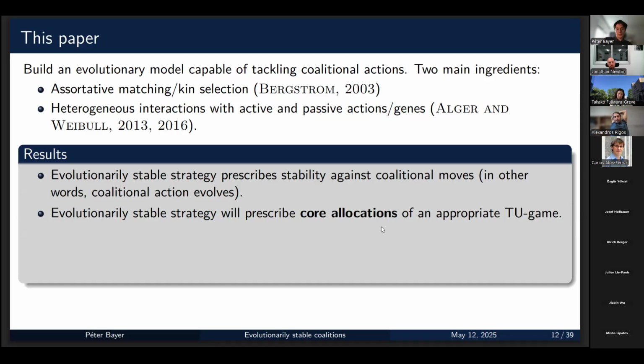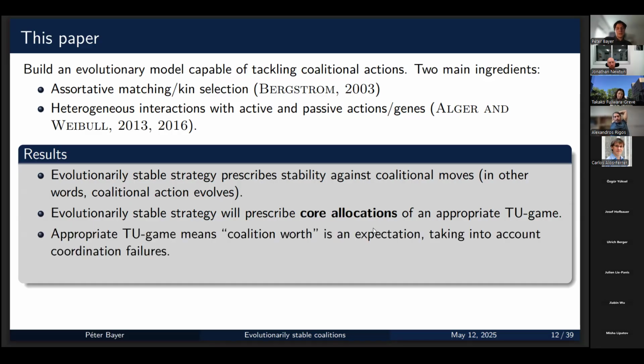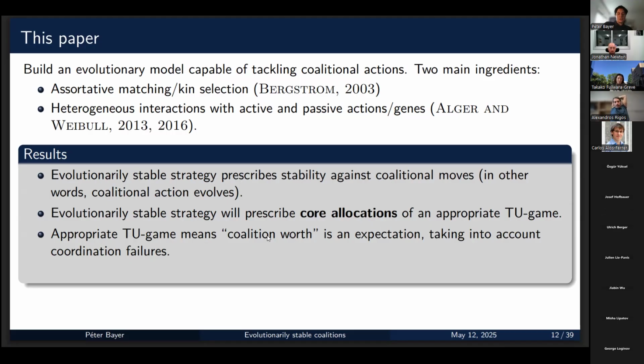This is clunky, but you will see. And for this, you will have to see the rest of the paper to understand maybe. But when I say appropriate TU game, it means that I have to be a little bit tricky about how I define the coalition's worth in those TU games. It will be some expected value where I take into account coordination failures within the coalition. I will make this very explicit, but this is just setting it up.